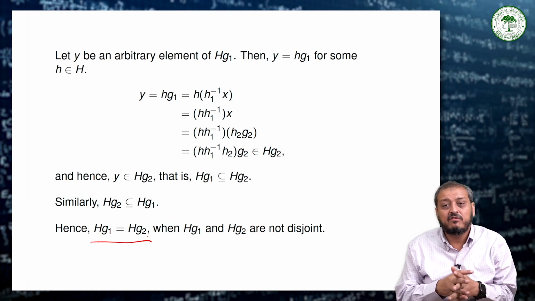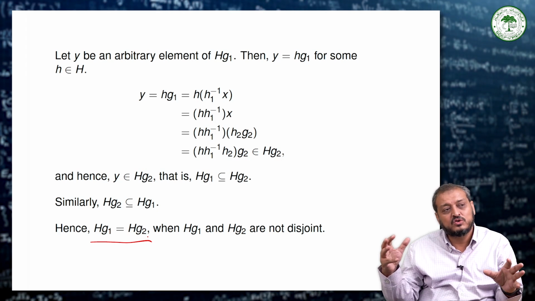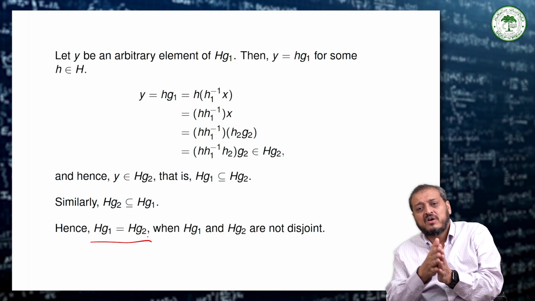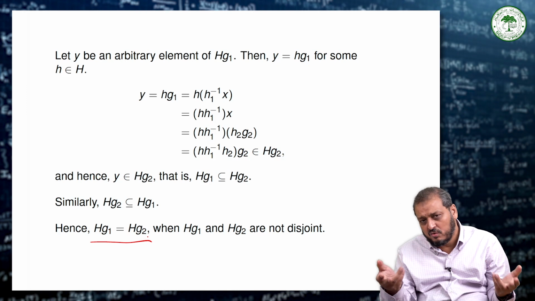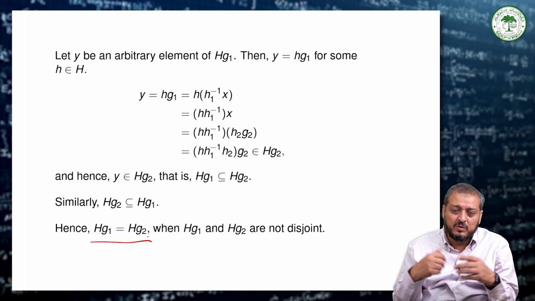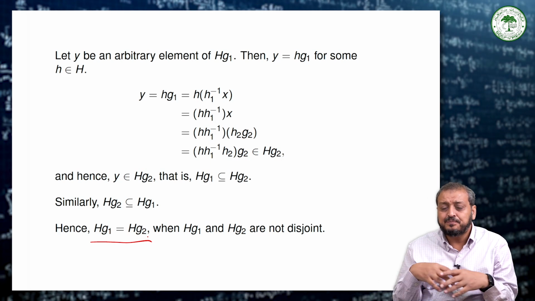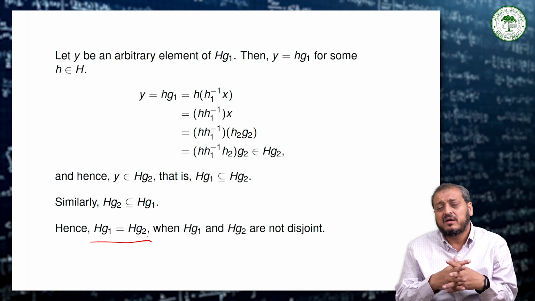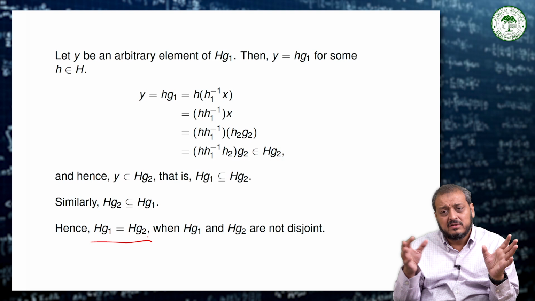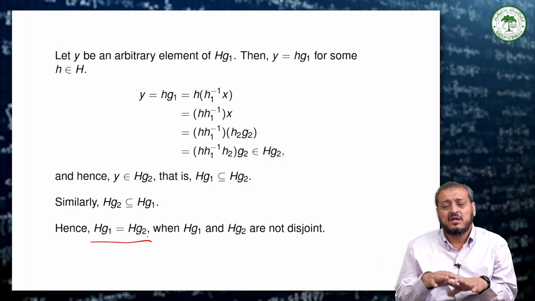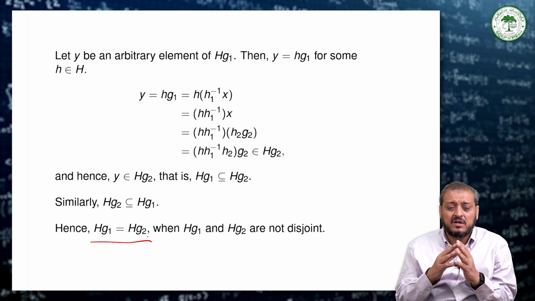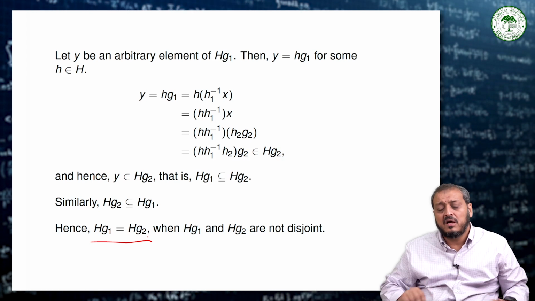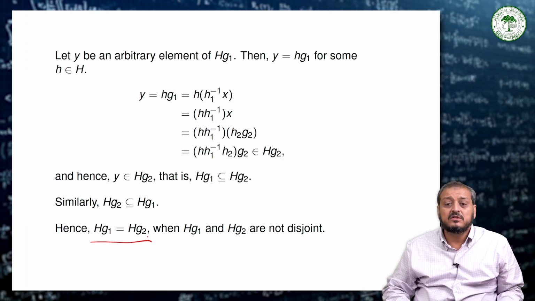So clearly, if H1 and H2 are disjoint, then the proof is trivial, because the theorem says that if the left and right cosets are not the same, then they have no common element. Suppose their intersection is not empty, then we have to solve that. If the intersection is non-empty, then both the right cosets are the same. This means Hg1 is the same as Hg2. So now we have completed the proof of this theorem.